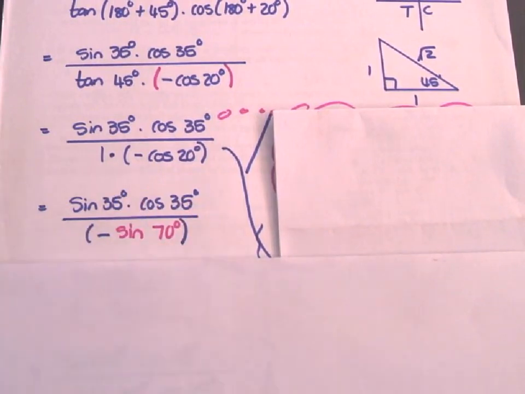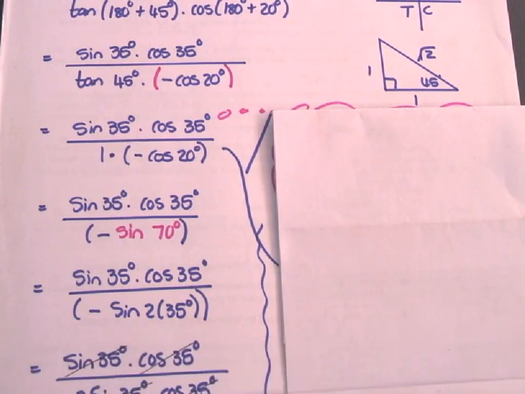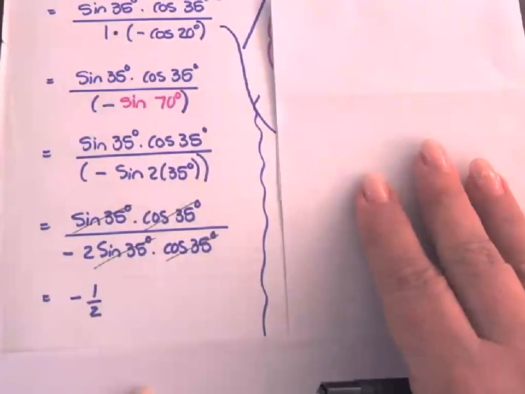Double angles. Then you change the sine 70 into sine 2 times 35. Expand, and then they can cancel out. And you are left with negative a half.